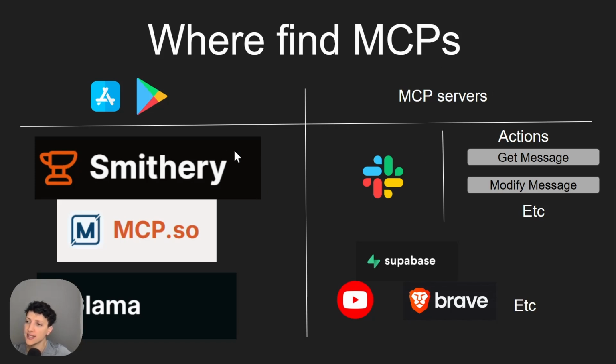Inside the marketplaces you will find the apps with MCP servers, for example Slack, Supabase, YouTube. There are some MCPs that are not that mature, because MCPs are created by people like me and you, who share them in those marketplaces. In our case, we will be using an MCP called Brave, which will allow us to make searches on the internet.